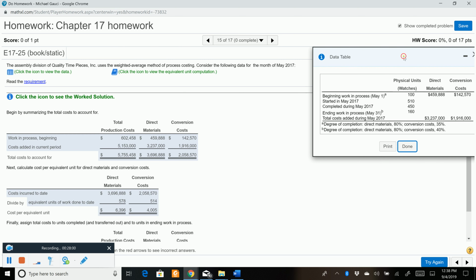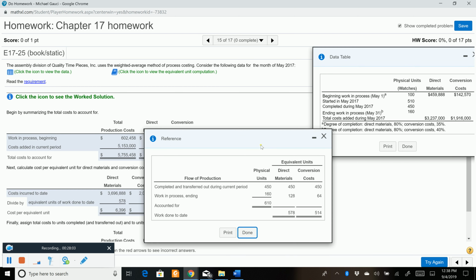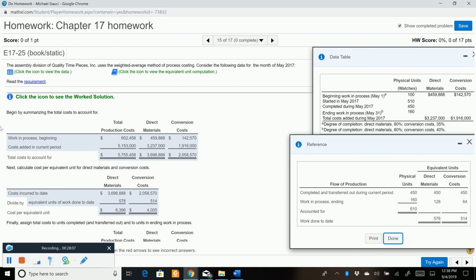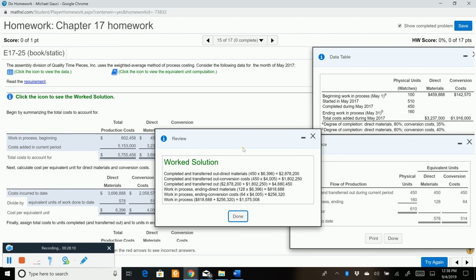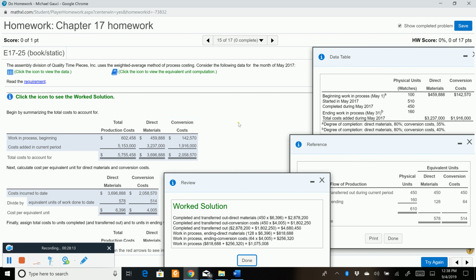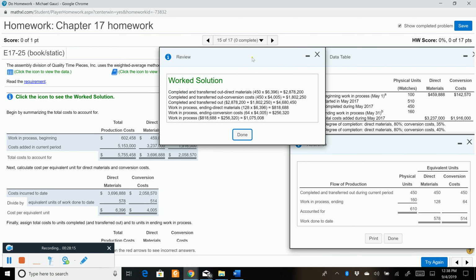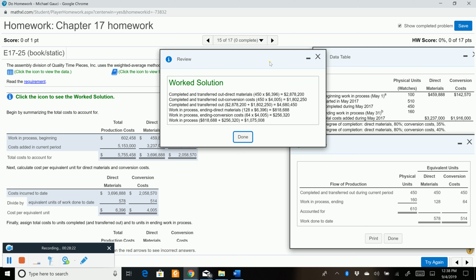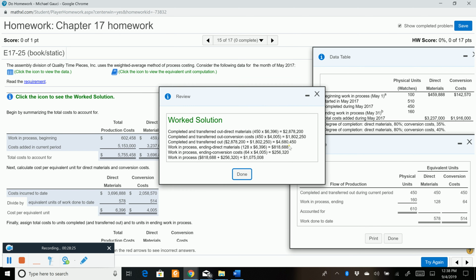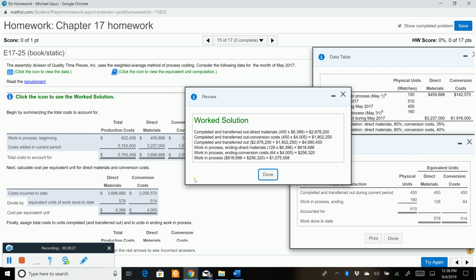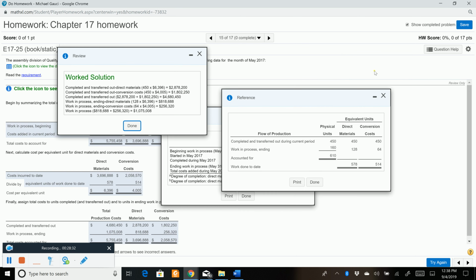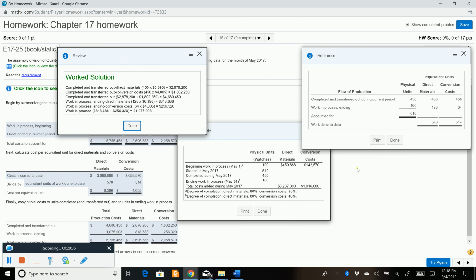Okay, in this next homework problem, you can see that we are given a lot of information. And basically what we need to do is flow all of our costs. We are going to use the weighted average method for process costing, and we basically need to assign all of our costs. All right, so we have a lot of work to do. Let me make this a little smaller. Hopefully you guys can see everything.